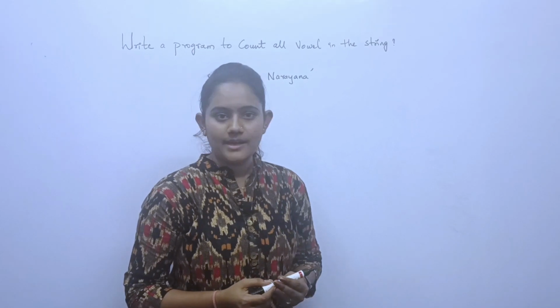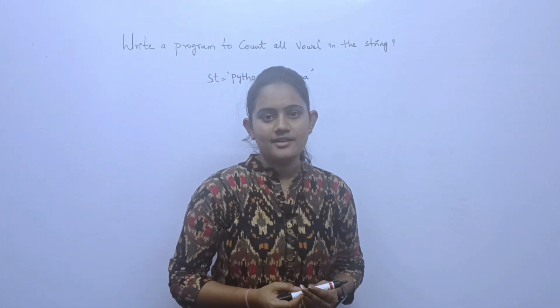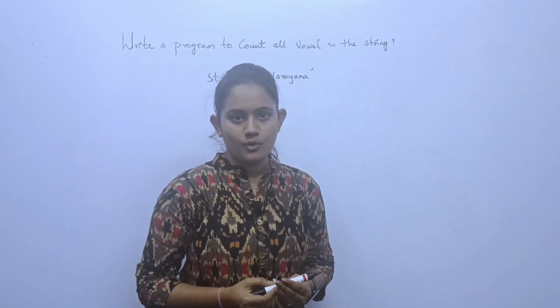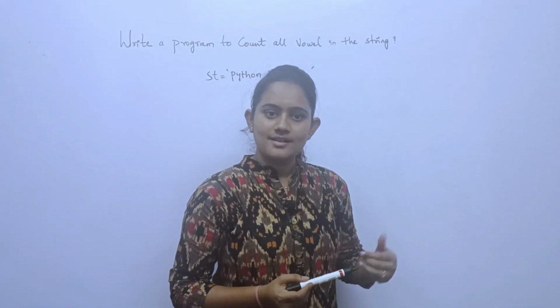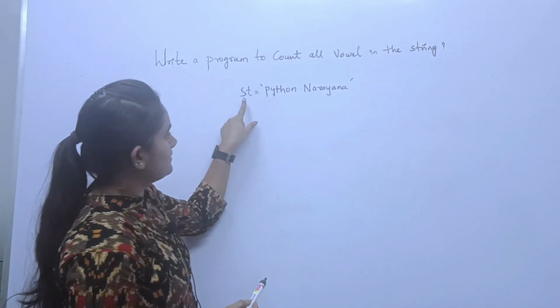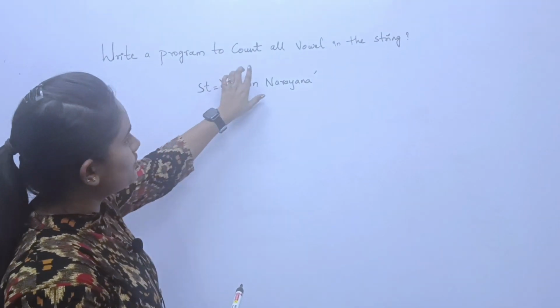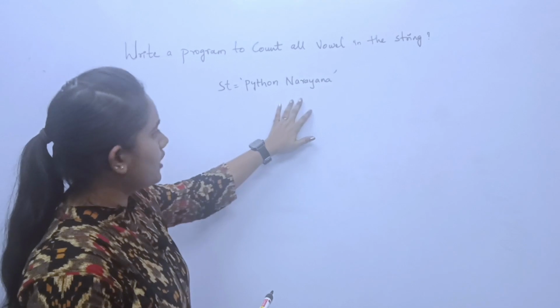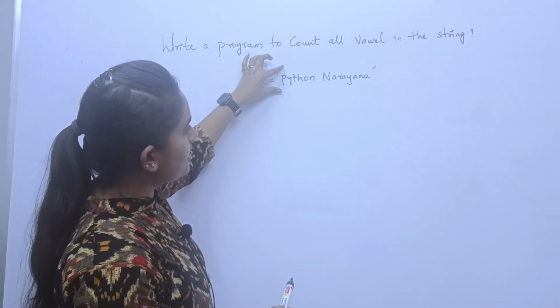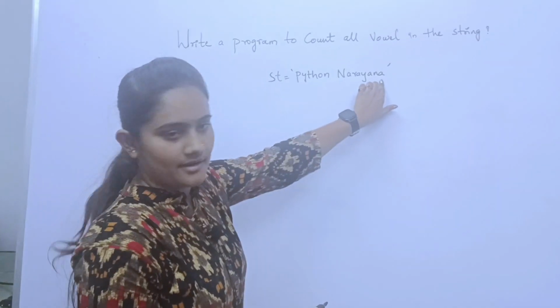Now I want to explain the Python program, and the question is: write a program to count all vowels in the string. So let's start the program. The given string is "Python Narayana". We want to count the vowels in the string. How to count? We should start from the first character and go to the last character.